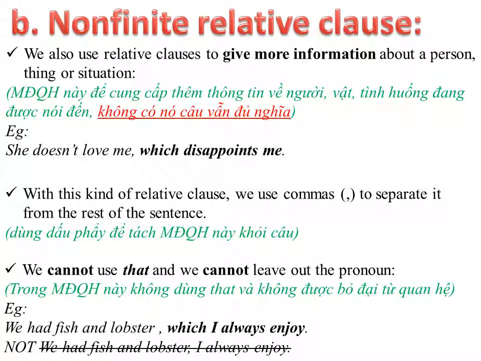B. Non-finite relative clause. We also use relative clauses to give more information about a person, thing or situation. Example. She doesn't love me, which disappoints me. With this kind of relative clause, we use commas to separate it from the rest of the sentence. We cannot use that and we cannot leave out the pronoun. Example. We had fish and lobster, which I always enjoy. Not: we had fish and lobster, I always enjoy.